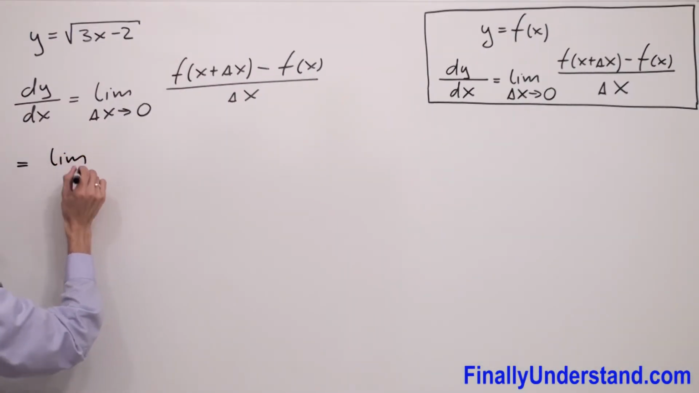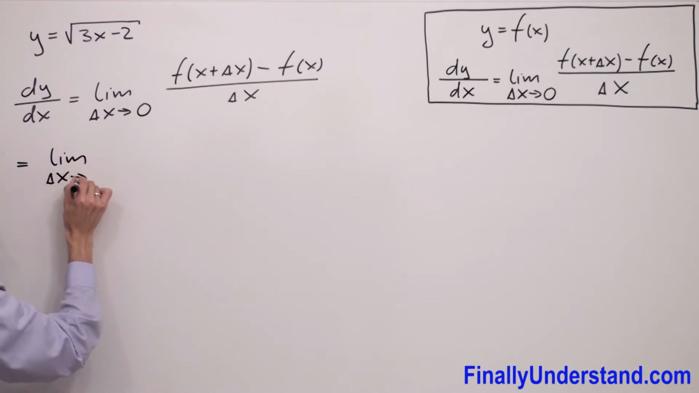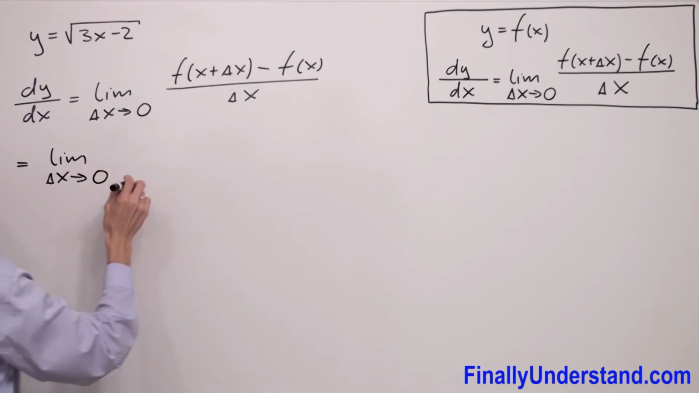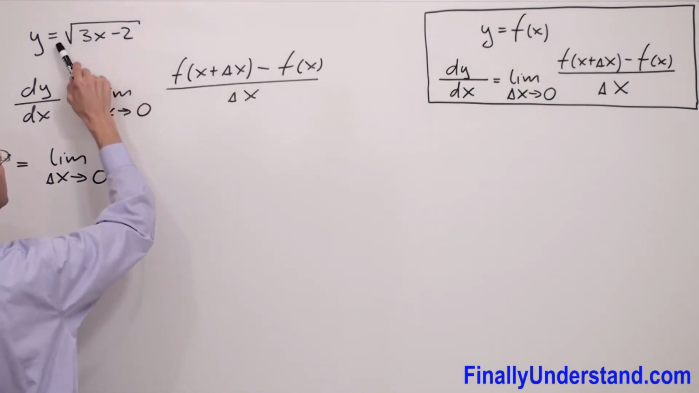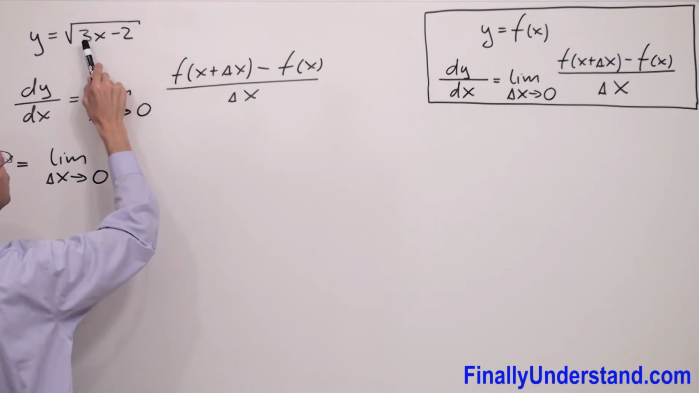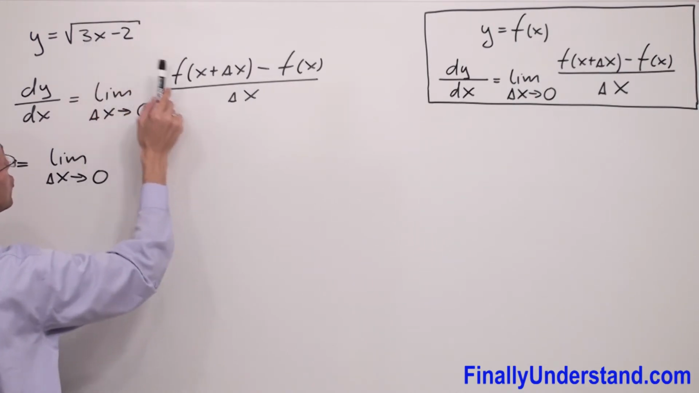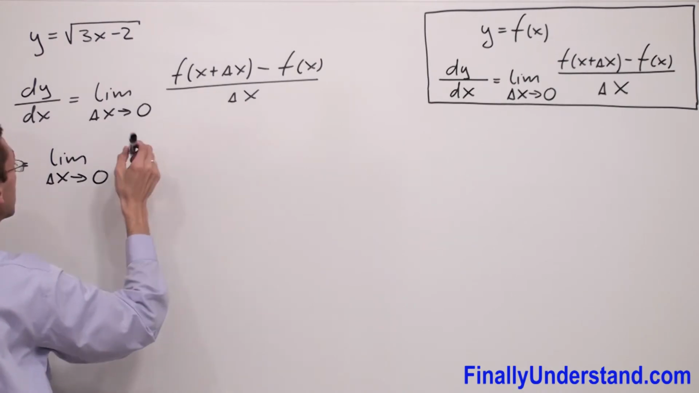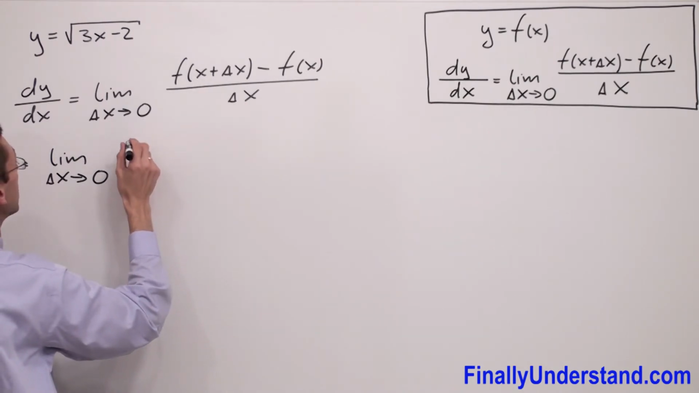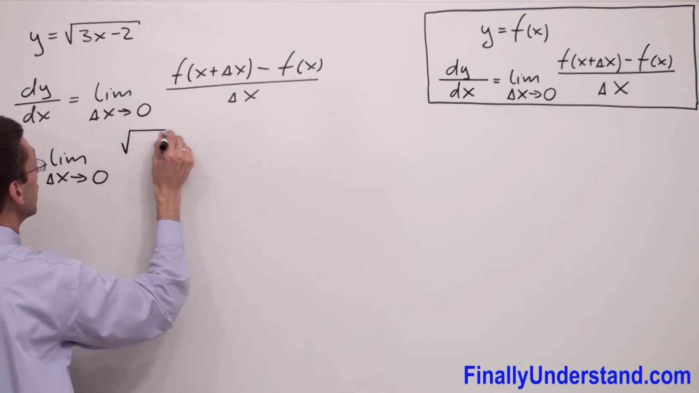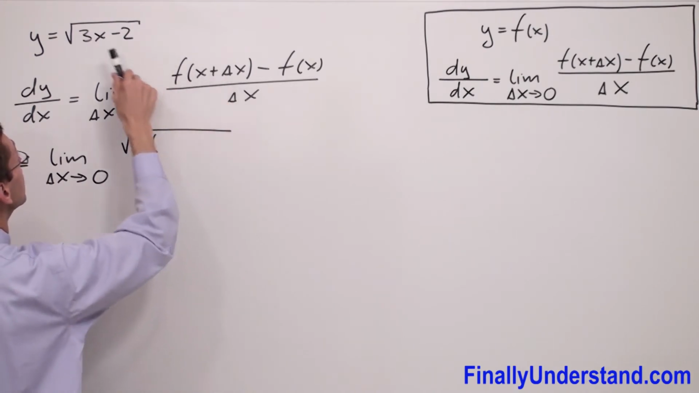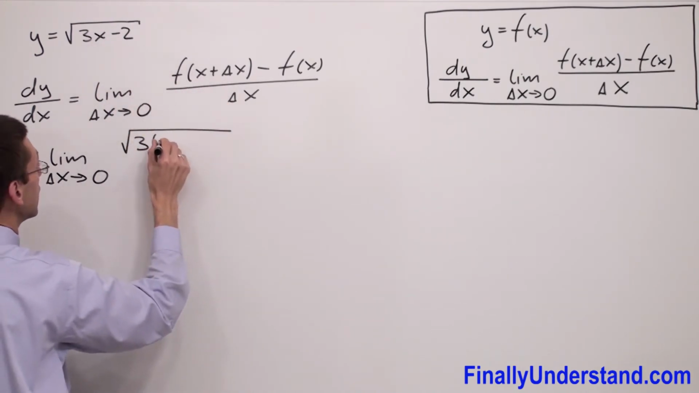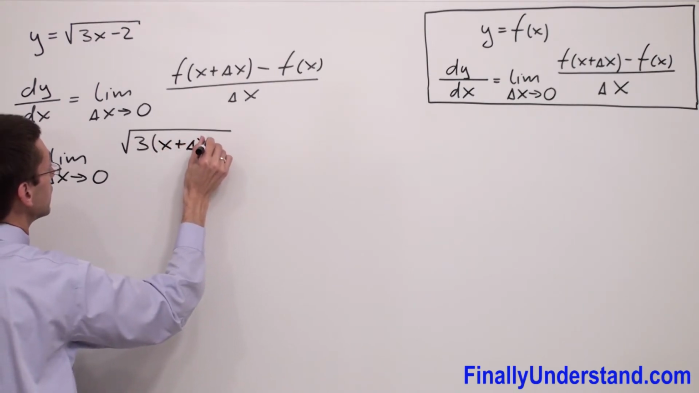Okay, so what are we supposed to do in this case? We're supposed to simply write down the limit as delta x approaches 0, and now copy the square root of 3, and instead of x we're supposed to write x plus delta x. This is the very first thing you're supposed to do in the numerator. So copy the square root, and we have 3, and because I have x plus delta x, instead of this x you're supposed to write x plus delta x.